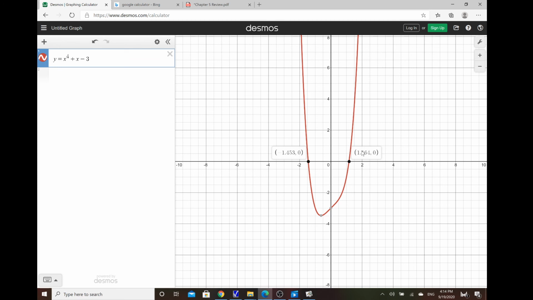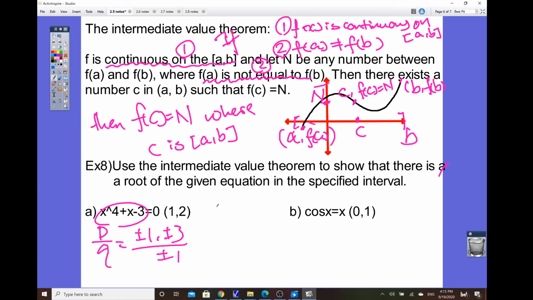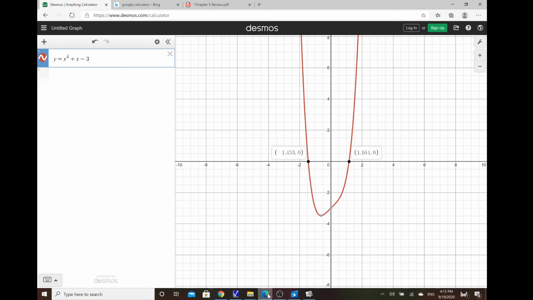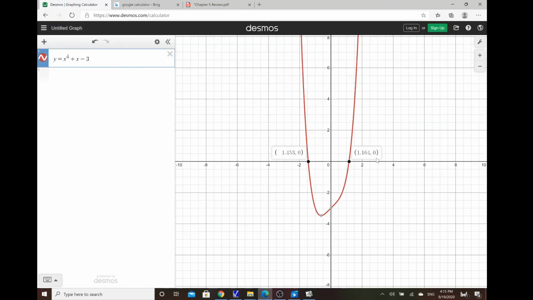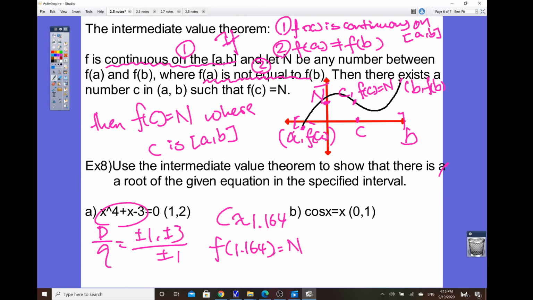Again, make sure that the position we find is right in between the values of a and b. So the value of c here, 1.164, is right in between the boundary, 1 and 2. So the value of c, the one that we found, is about 1.164. And then you want to verify what f of c is. So f of 1.164, that would be the value of n. Looking at the graph, that's just 0, because we're looking for the x-intercept.